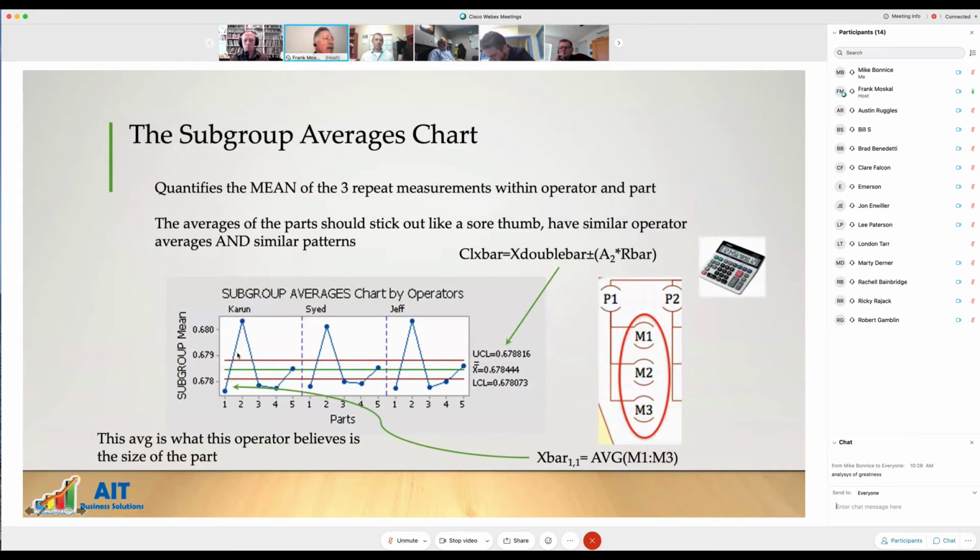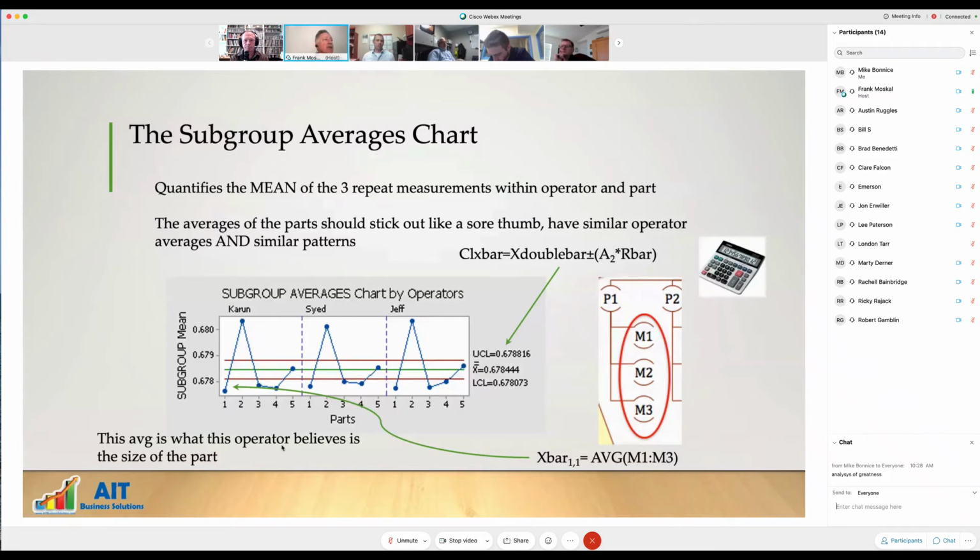And I can also start to compare across those 3 different operators and start to look at their averages. Because basically right here, if I look at Karun's part 1, this is going to be his answer. It's this, hey, that's the size of part 1, right? Then he says part 2 is drastically different and larger than part 1. Okay, any questions on the averages chart?